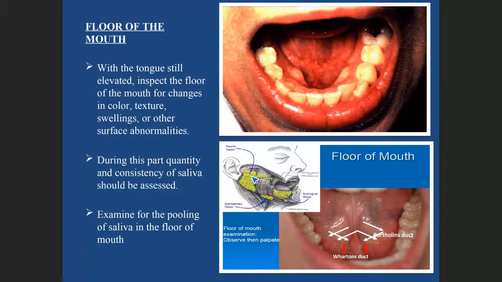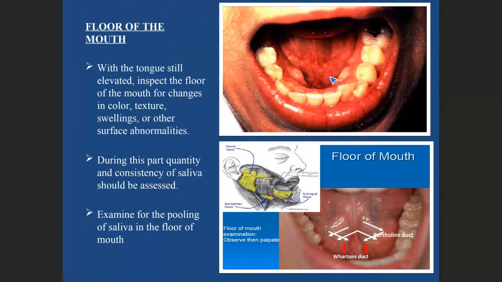Okay. At the same time, when you are asking the patient to put the tongue up to check for the ventral surface of the tongue, at that time only you should check the floor of the mouth also and look for any kind of growth, ulceration, pigmentation. Okay, and do the palpation also.